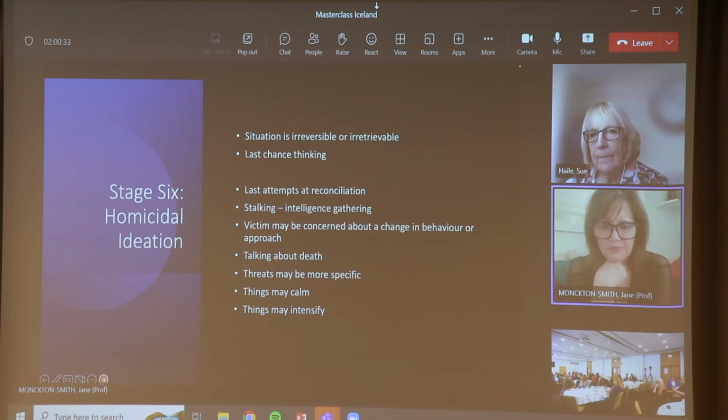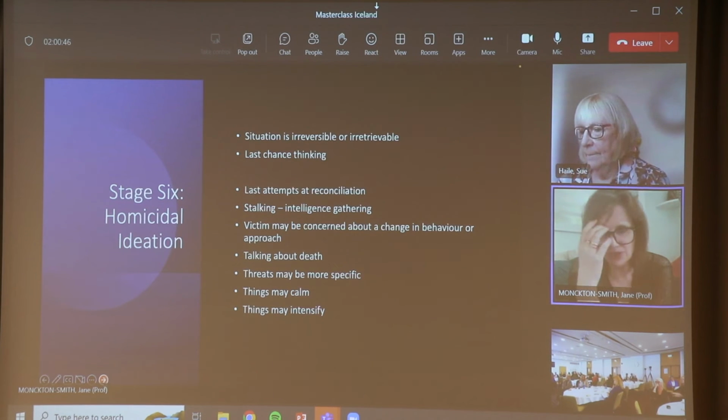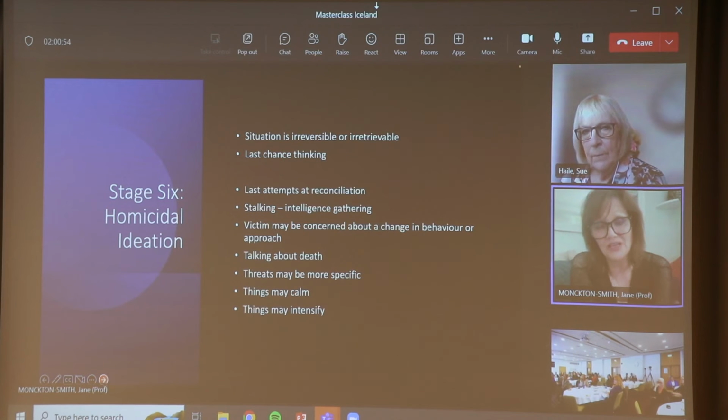If the person starts talking about death in any context, so they may be saying things like, I'm going to kill myself if you don't come back to me, or I'm going to kill you if you don't come back to me, or I could kill you if I wanted to, you better watch your step. Now, any talk about death means that they are now thinking about this situation in those terms, and that is really concerning. It doesn't necessarily mean there's going to be a murder tomorrow, but it does mean they're on that journey. They are escalating towards that.